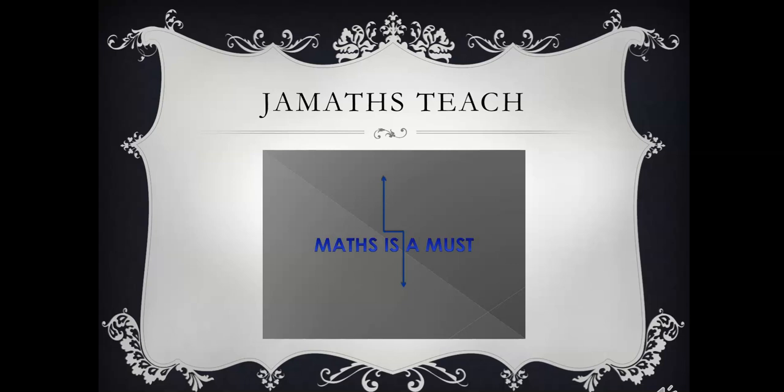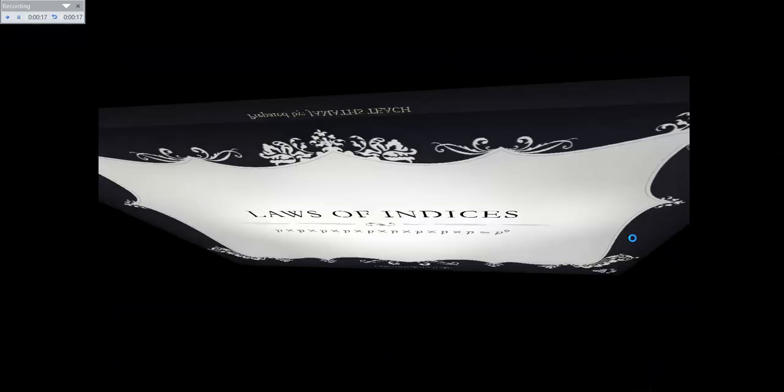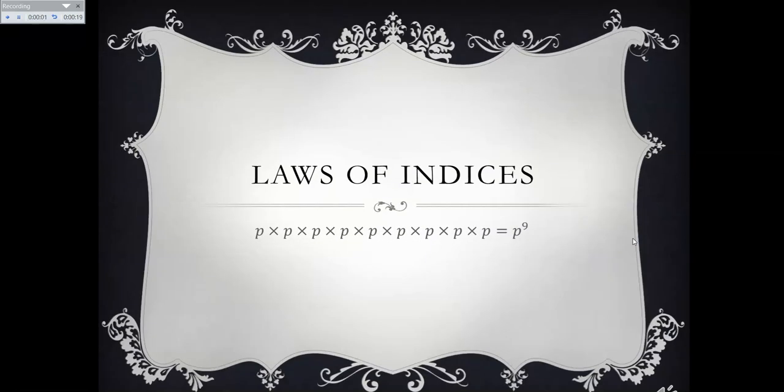And the topic that we'll be looking at today is laws of indices. And I know that you would have already been introduced to indices, so let's get into it.